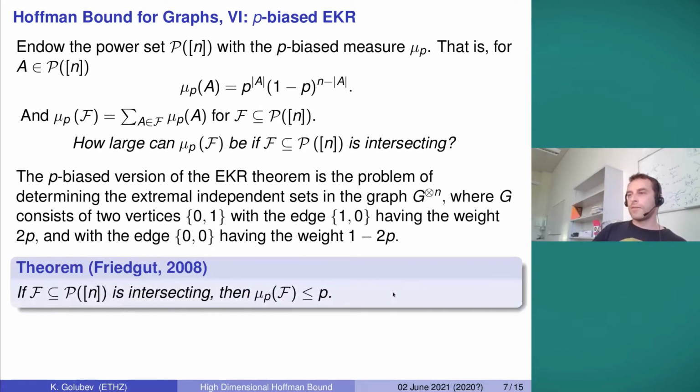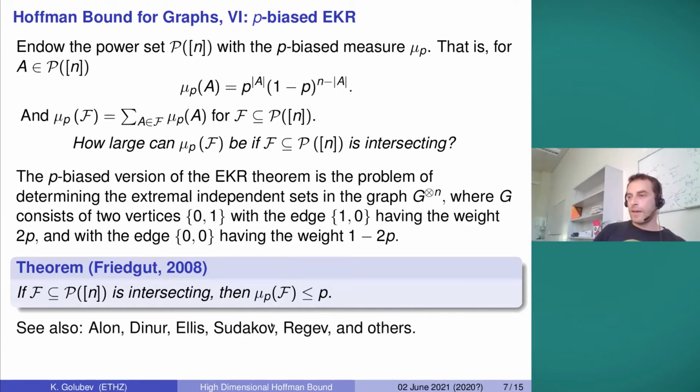Then Friedgut showed that, by the same argument, in order to compute the Hoffman bound for G to the power of n, you need to compute the Hoffman bound for this graph on 2 vertices, which is like computing eigenvalues for 2 by 2 matrices. And he proved that if a family is intersecting, then the measure of the family is at most p, which exactly corresponds to the family of all subsets which contain a specific element.